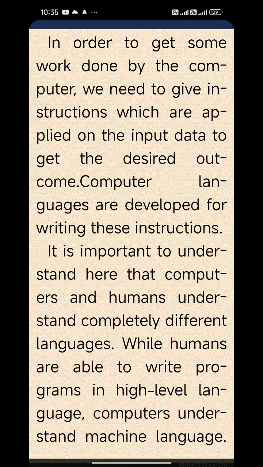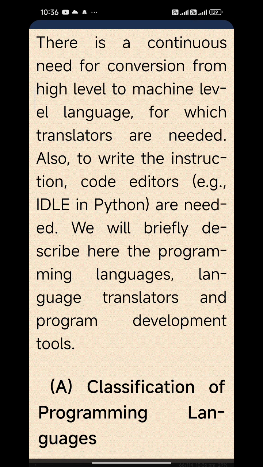1.7.3. Programming tools. In order to get some work done by the computer, we need to give instructions which are applied on the input data to get the desired outcome. Computer languages are developed for writing these instructions. It is important to understand here that computers and humans understand completely different languages. While humans are able to write programs in high level language, computers understand machine language. There is a continuous need for conversion from the high level to machine level language, for which translators are needed.